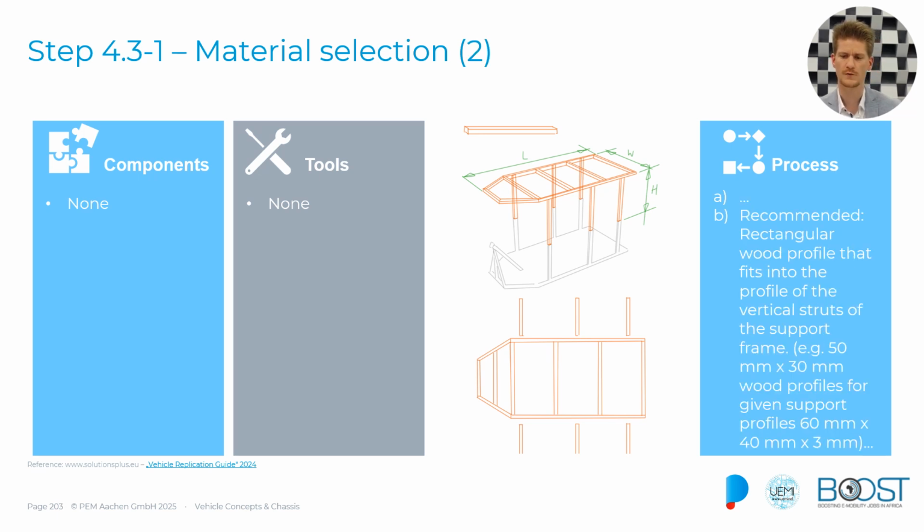We will opt for wooden profiles that fit into the inside of the vertical struts, as our roof doesn't have to take any big loads, and we want to be as light as possible. So this would be the plan to go for. You could also imagine using some plastics, but let's say plastic, wood, and metal are the most common things to use here.